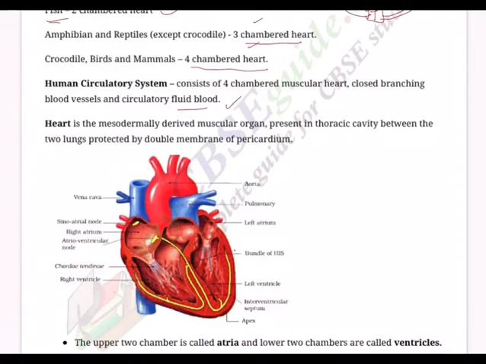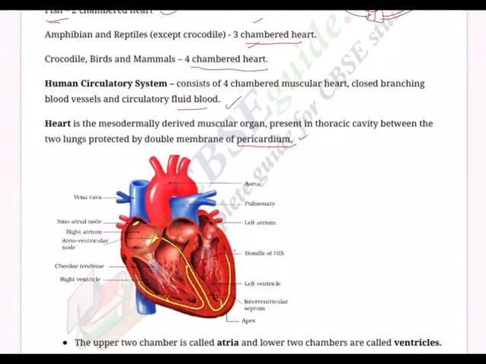Now specifically when we talk of the heart, we need to take a vertical section of the heart. Then we understand what the structure of this heart is. So when you take a vertical section, this is how our heart looks. The heart is a mesodermally derived muscular organ, mesoderm being the middle layer, present in the thoracic cavity, the thorax, which is the chest cavity, between the 2 lungs, protected by the double membranous pericardium. In Latin, cardium means heart. Peri means upon, over the heart. There are 2 protective layers, called pericardial layers.